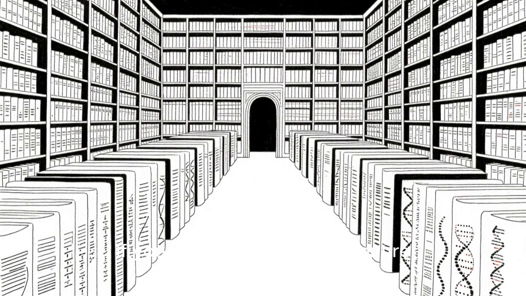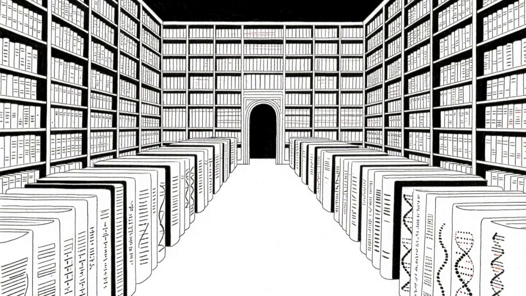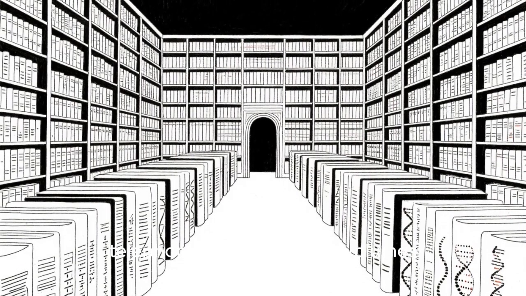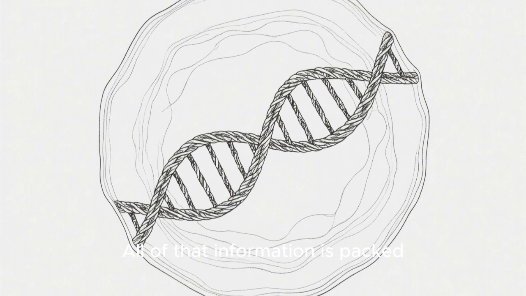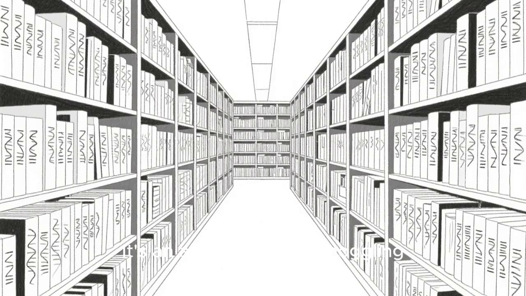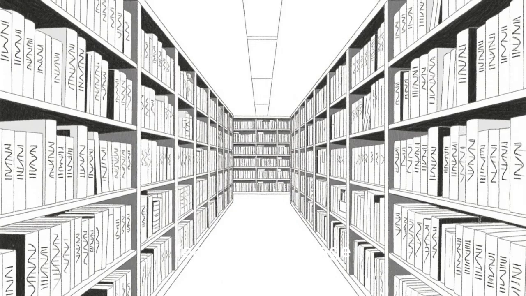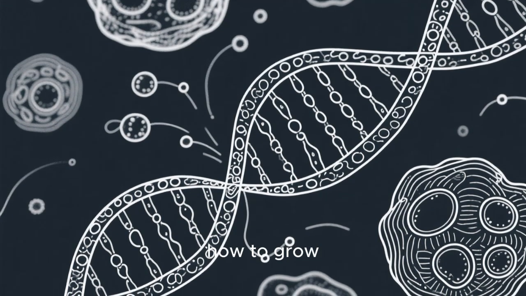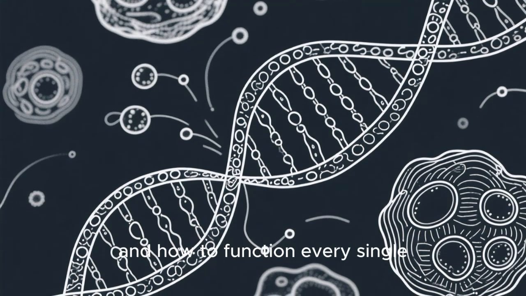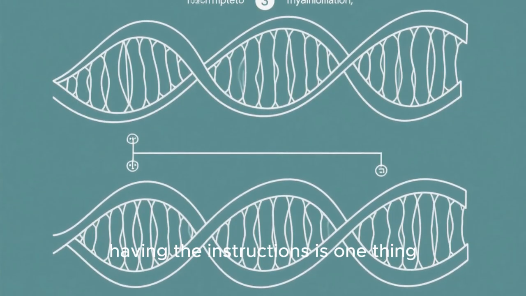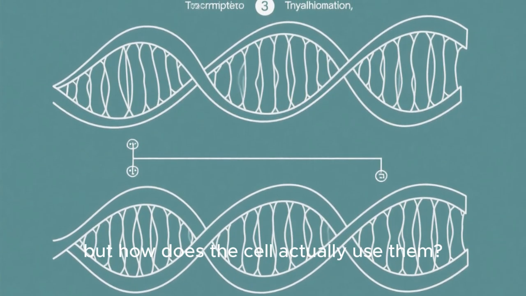If you were to print out the entire sequence in books, it would fill a library of about 200 telephone directory-sized volumes. All of that information is packed into the nucleus of a cell so small you can't even see it. It's an absolutely mind-boggling feat of data storage. This code is what tells your cells what to do, how to grow, and how to function every single second of your life.